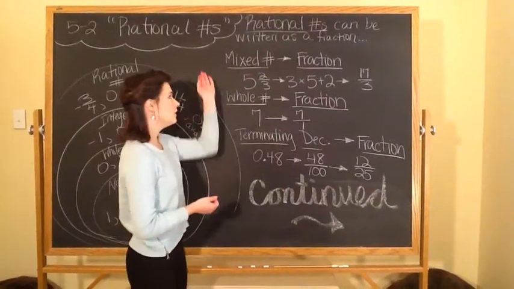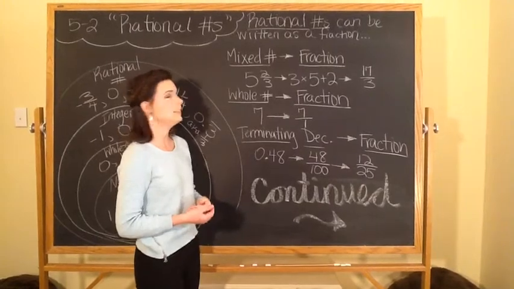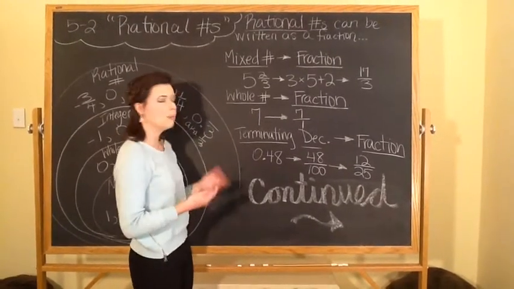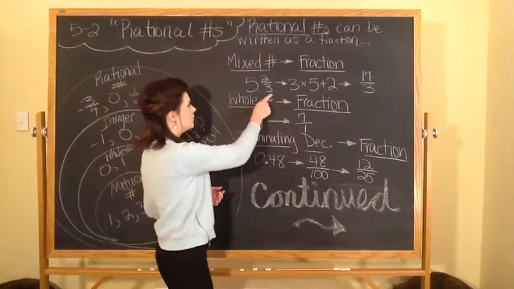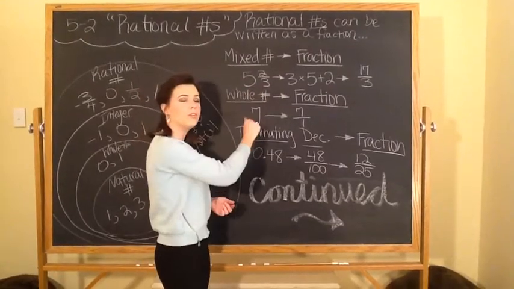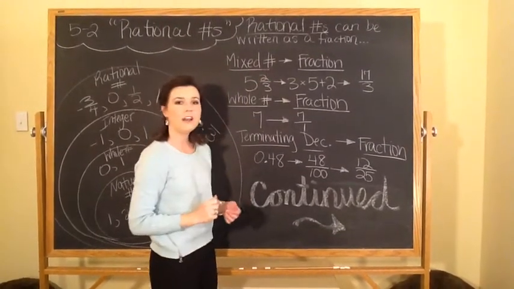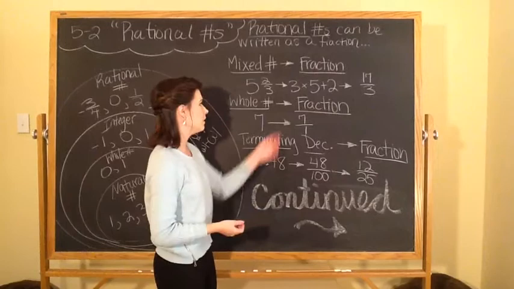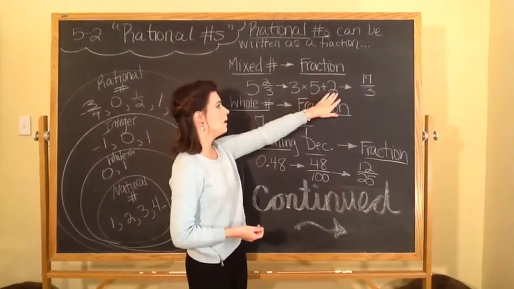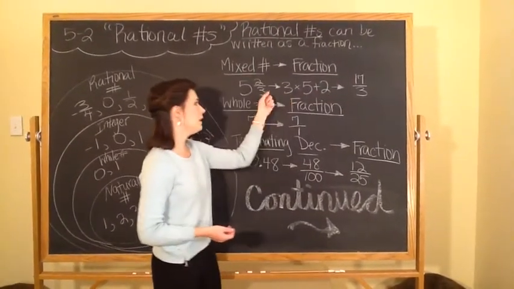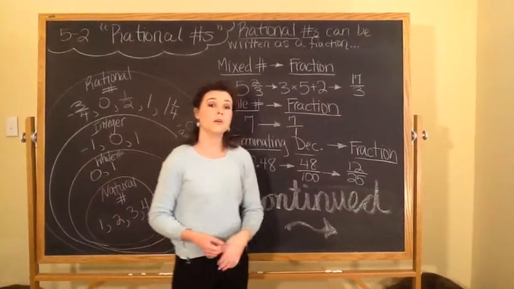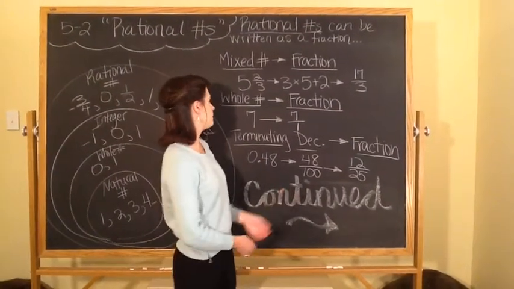Alright, now let's look at how we change different types of numbers into fractions. The first type of number I'll turn into a fraction is the mixed number. That is probably one of the easier ones to do, because you multiply the denominator times the whole number and then add the numerator, and that will give you your new numerator. So if you do 3 times 5, you'll get 15, plus 2 gives you 17, and then you keep your original denominator. So that's going from a mixed number to a fraction.